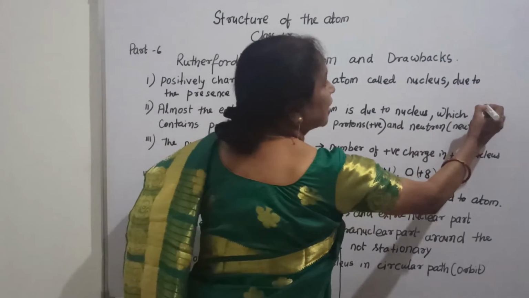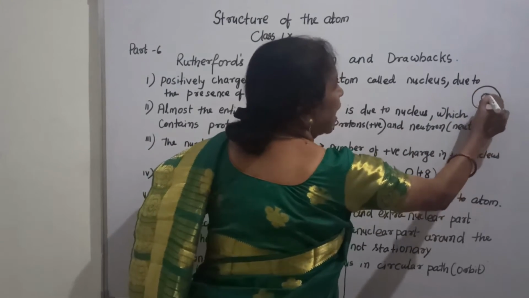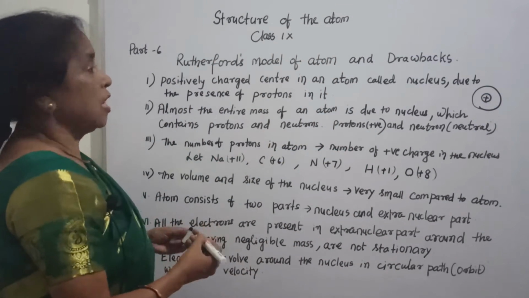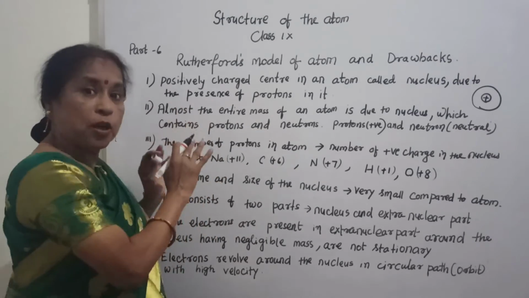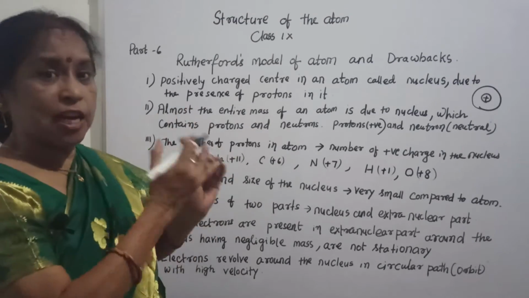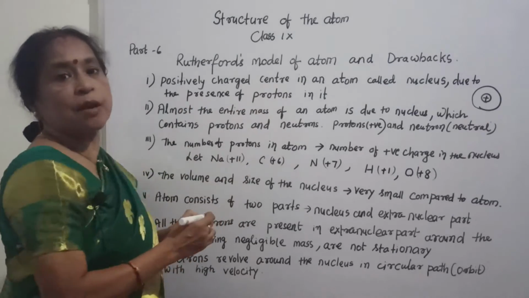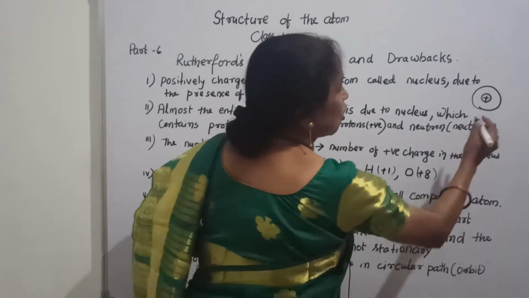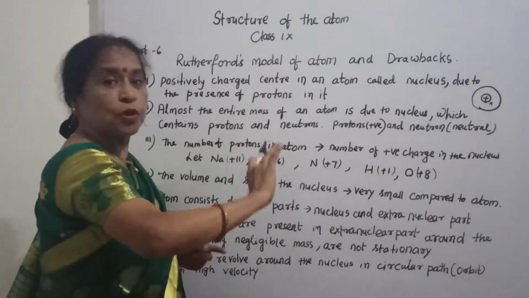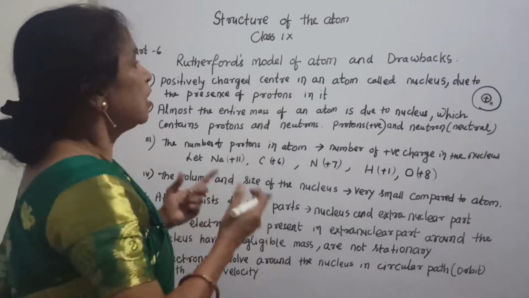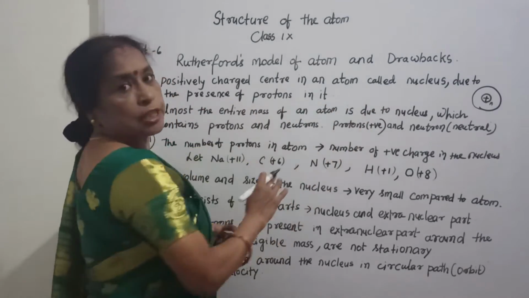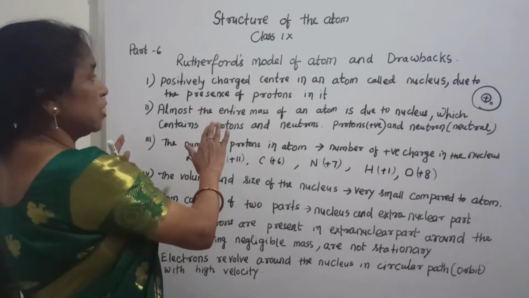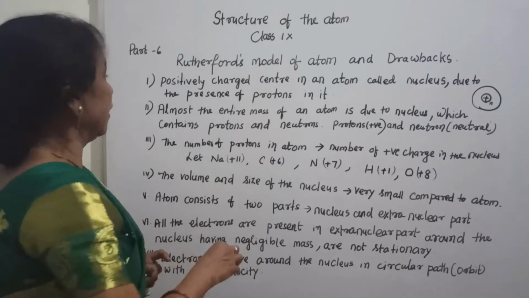Suppose this is an atom, and here the positively charged center is called nucleus. And why is it positively charged? Because of the presence of protons in it. Since protons are present here, this is called nucleus, and since protons are positively charged, it shows positive charge. Why is this positive charge? Because of the presence of protons in the middle.